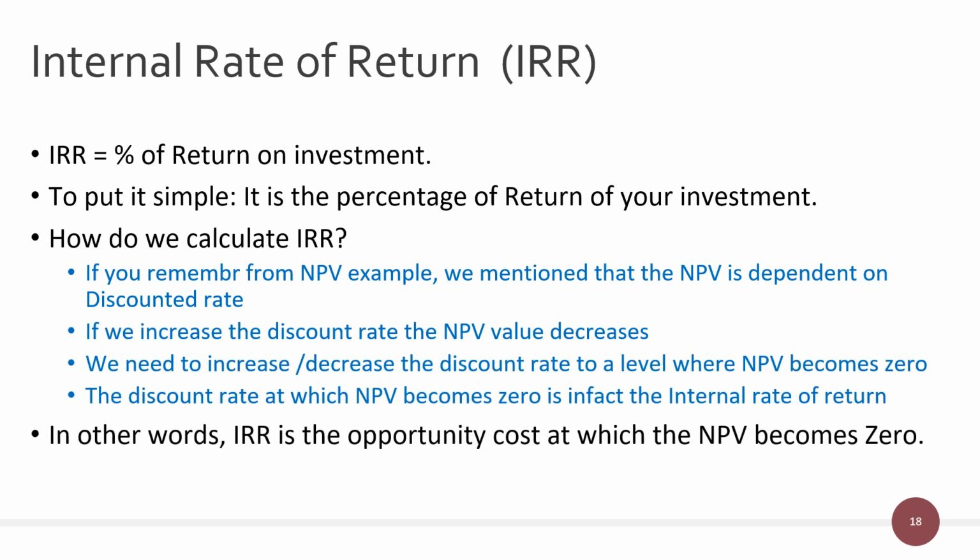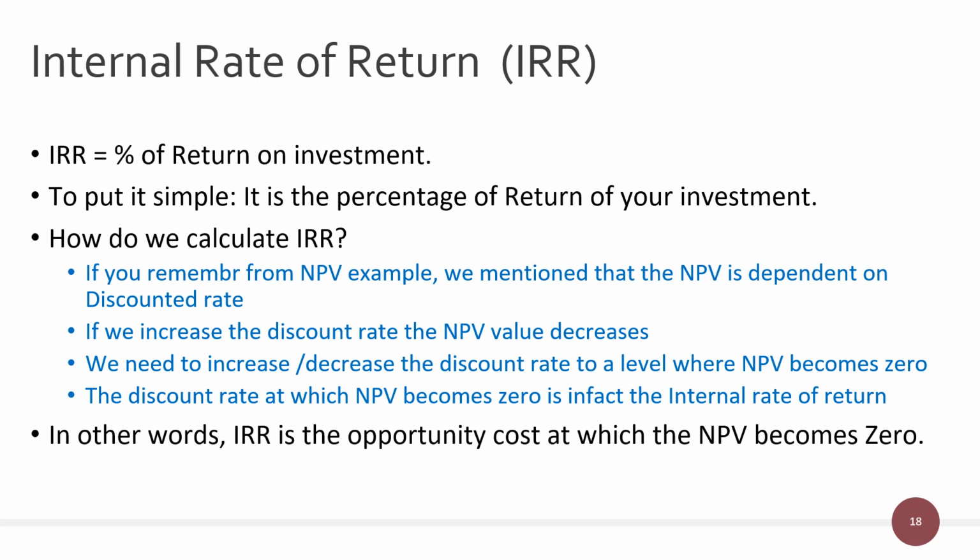Internal rate of return is considered here. Simply, we can say it is the percentage of return on your investment. How will we calculate this? We can calculate it based on the NPV value. If you remember the previous example, we can easily get into this.